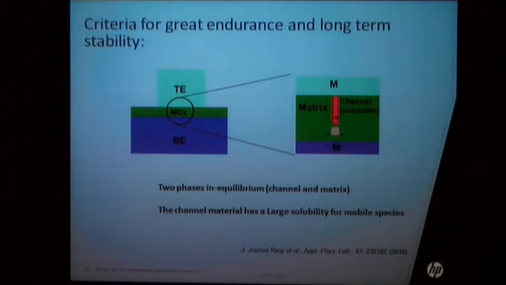So the first criterion is that these two material systems need to be in thermodynamic equilibrium, meaning these two materials, the channel material and the matrix, should not react even at high temperature induced by the Joule heating inside of the device. And the second criterion is that the channel material needs to have a large mobile species solubility so that it can accommodate the mobile species during switching, so it will not lose these species even after billions of switching cycles.